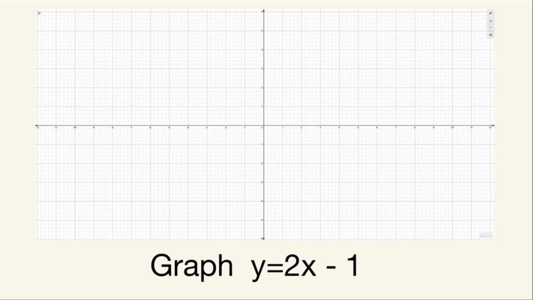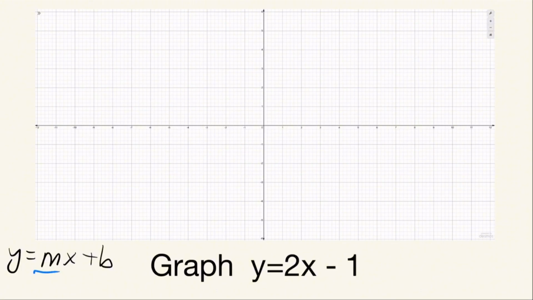Welcome. Today's video we will be learning how to graph from slope-intercept form. So, before we start this problem, I'm just going to write down and explain what slope-intercept form is. Slope-intercept form is y equals mx plus b. So, you're wondering what does this stand for?